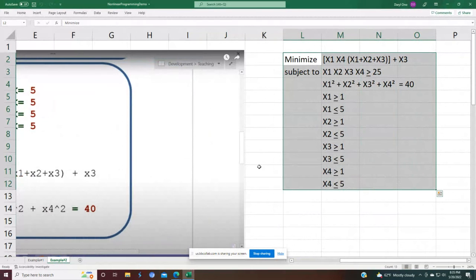We had two demonstrations of nonlinear programming. That concludes this presentation of 2 examples of nonlinear programming.